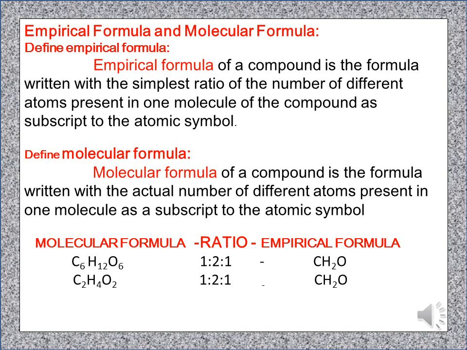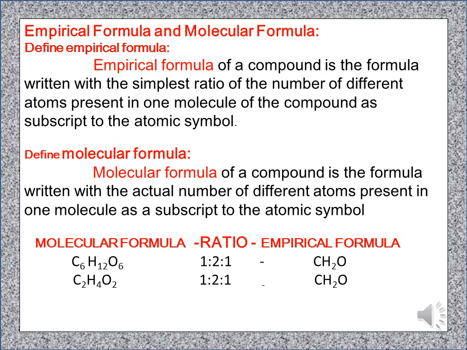But molecular formula is the formula written with the actual number of different atoms present in one molecule as a subscript. Empirical formula is only a simplest ratio, but molecular formula will give you the actual number of different atoms present in one molecule.